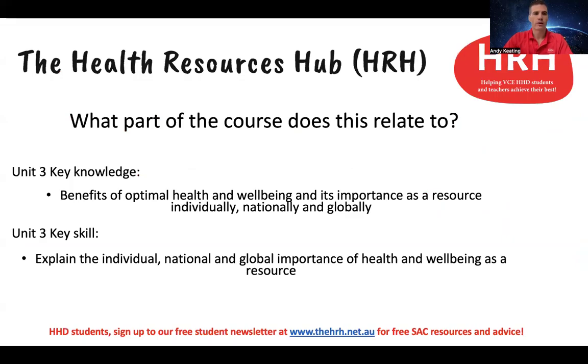So what part of the course does this relate to? We can see here from the Unit 3 key knowledge and key skills that one of the key knowledge points is looking at benefits of optimal health and well-being. It's important as a resource individually and nationally and globally. And then the key skill, and as I've mentioned in previous videos, the key skills relate to how you have to put the key knowledge into action, is asking you to be able to explain the individual, national, and global importance of health and well-being as a resource.